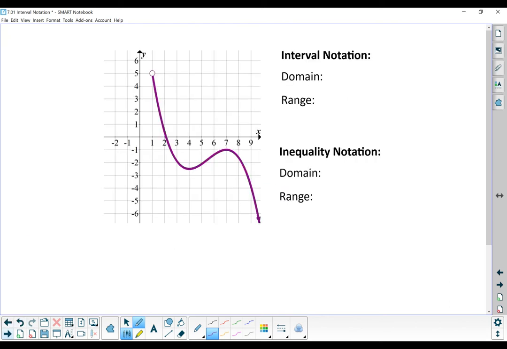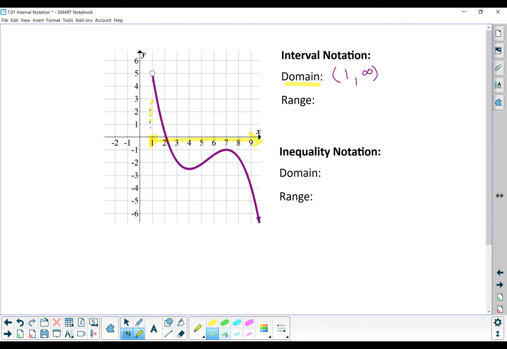Okay, here's our first graph where we've got all of those numbers. If it helps you, use a highlighter. Okay, for domain, I'm going to think about it from left to right. So the farthest to the left is right here, and it goes over. So my domain is from 1 to infinity. The 1 is not included because that's an open circle on that end, on that left side.